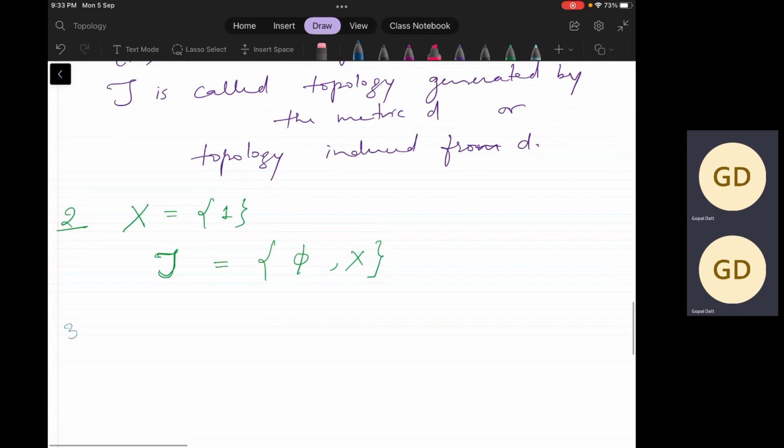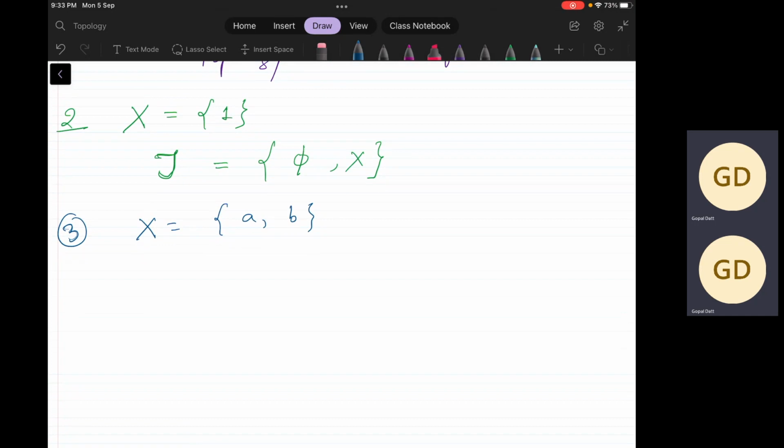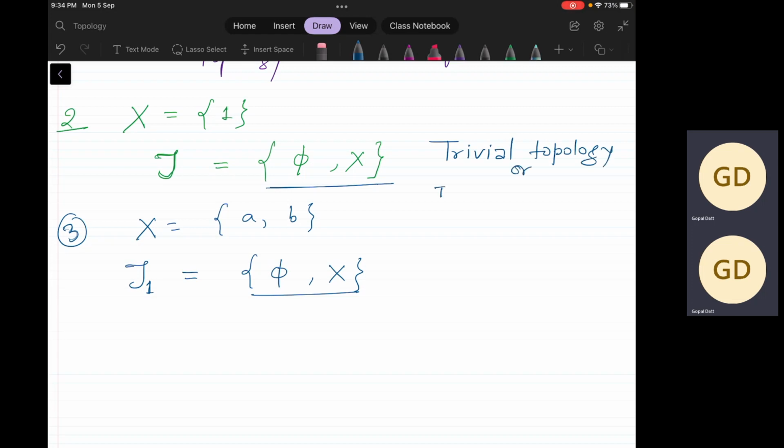Now let us take a set with two elements, say A, B, and let's see how many topologies can be defined on this set X. So say first topology, where we have only two subsets, empty set and X. A topology which has only two open sets, empty set and X, is called the trivial topology or indiscrete topology.